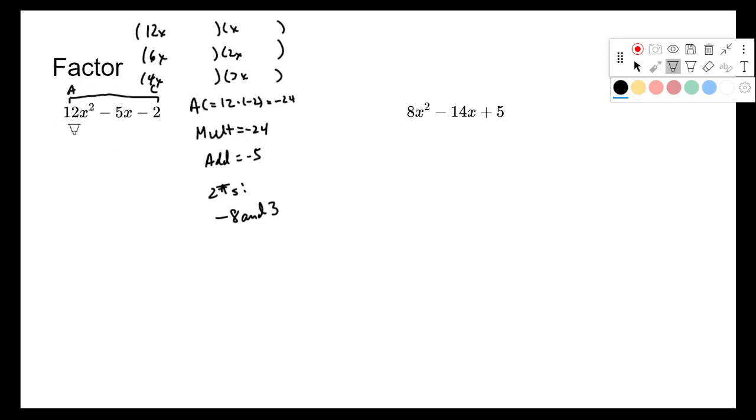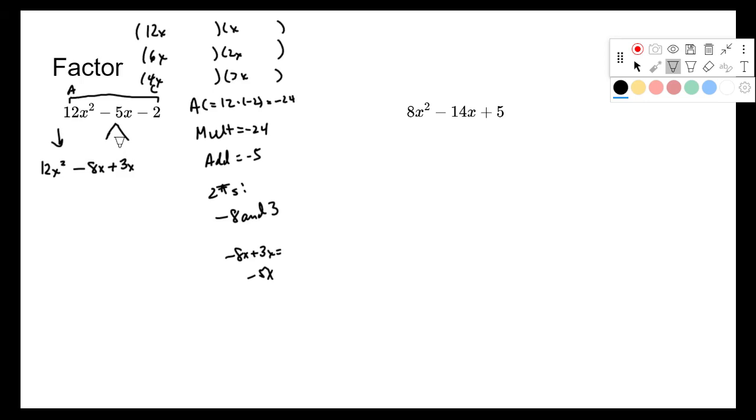So now what we're going to do is take the 12x squared and bring it down to the next line. It stays in the problem. The negative 5x, we are going to swap out, because we know that if we were to take negative 8x and add 3x, they would add together to be negative 5x. So in place of negative 5x, we're actually going to write negative 8x plus 3x. Feels like we're going the wrong way. Okay?